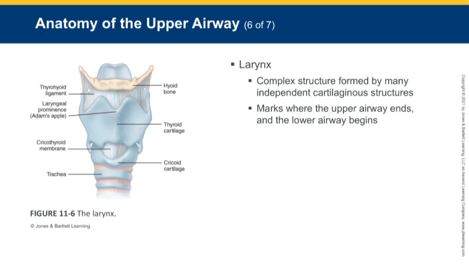The larynx, or voice box, is a complex structure made up of cartilage that houses the vocal cords. It serves as the transition point between the upper and lower airways, playing an essential role in sound production and airway protection.